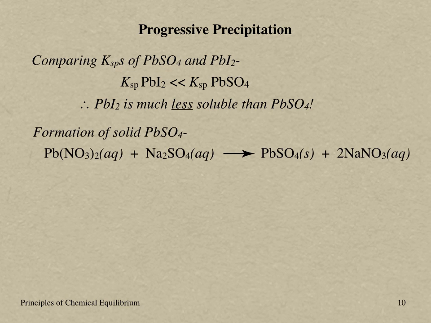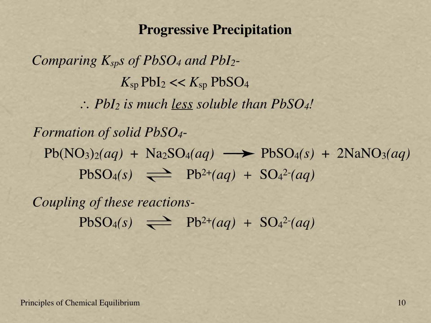One way of showing this is to initially form the white solid PbSO4 by mixing solutions of Pb(NO3)2 and Na2SO4. Although the precipitate PbSO4 forms, there is a small amount of it that dissolves to form Pb2+ and SO4 2- ions.